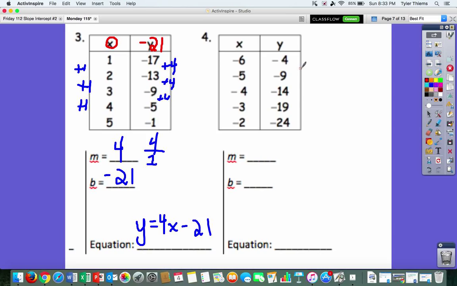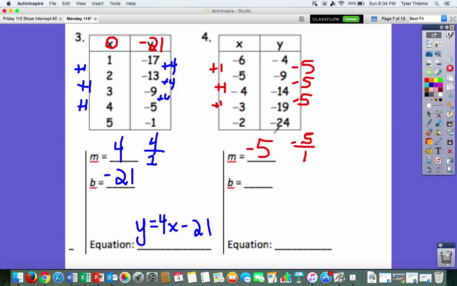Finally, number 4, look at the change in the y here. We're going down. It's getting negative. It's getting more negative. So we're going down by 5, down by 5, down by 5 is the change in y. Change in the x is plus 1, plus 1, plus 1. So if you look at the change in the y over the change in the x, you get negative 5 over 1, which equals a slope of negative 5.